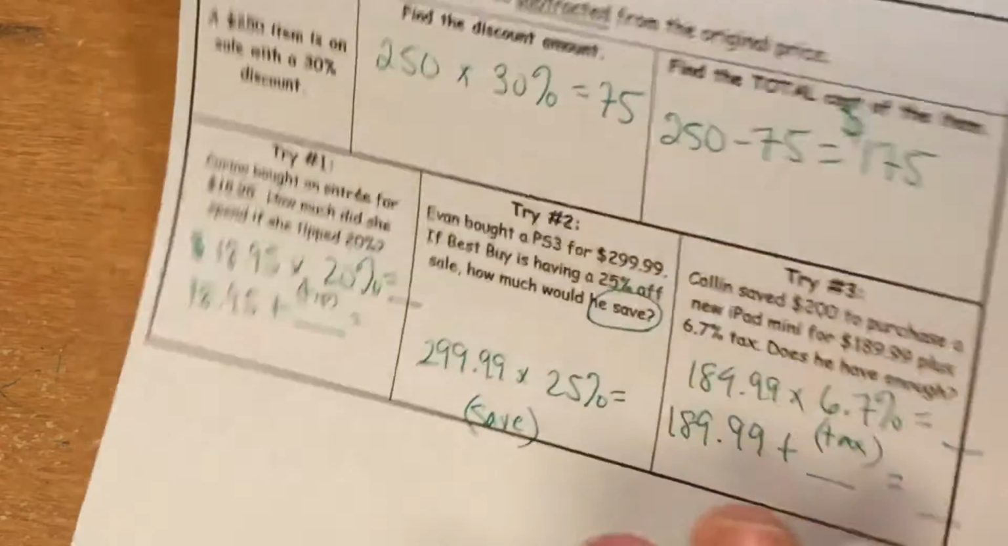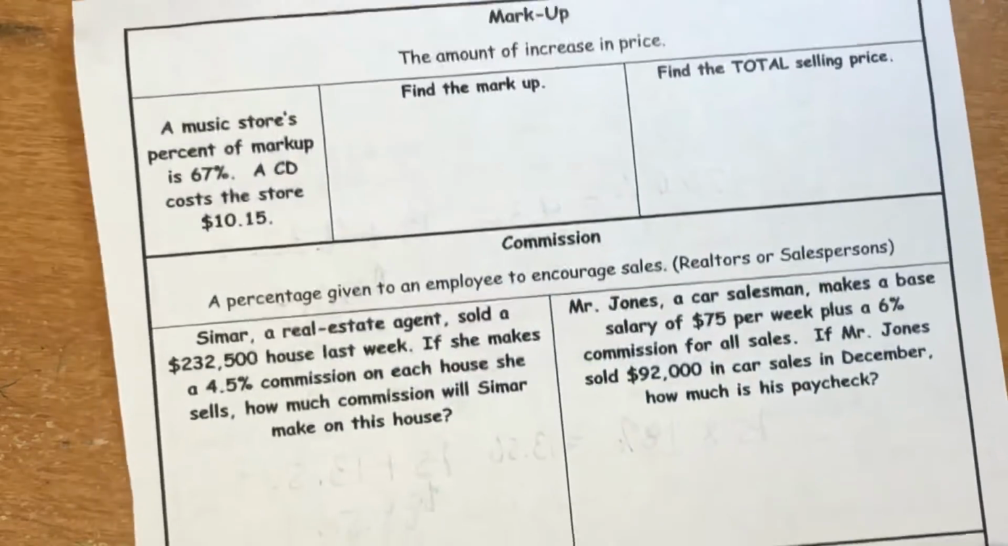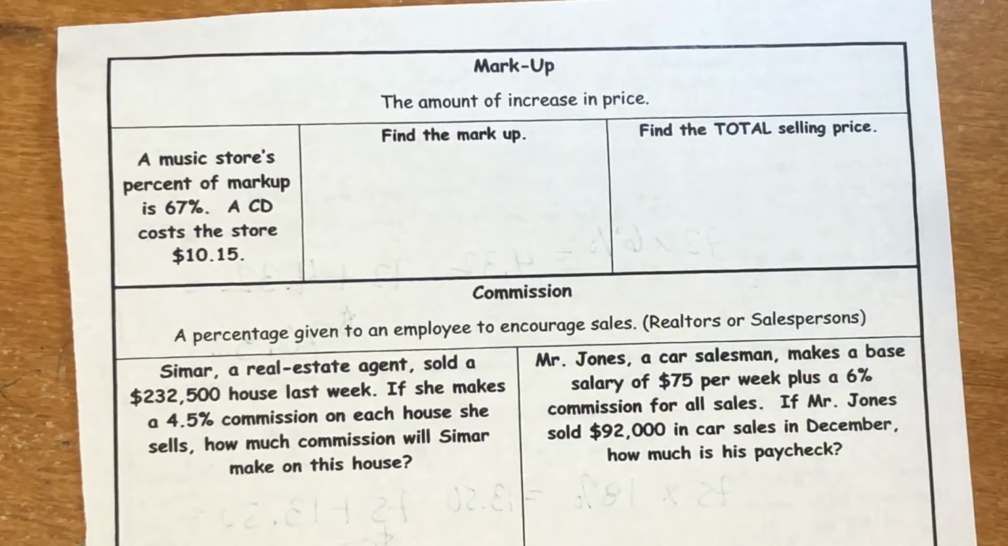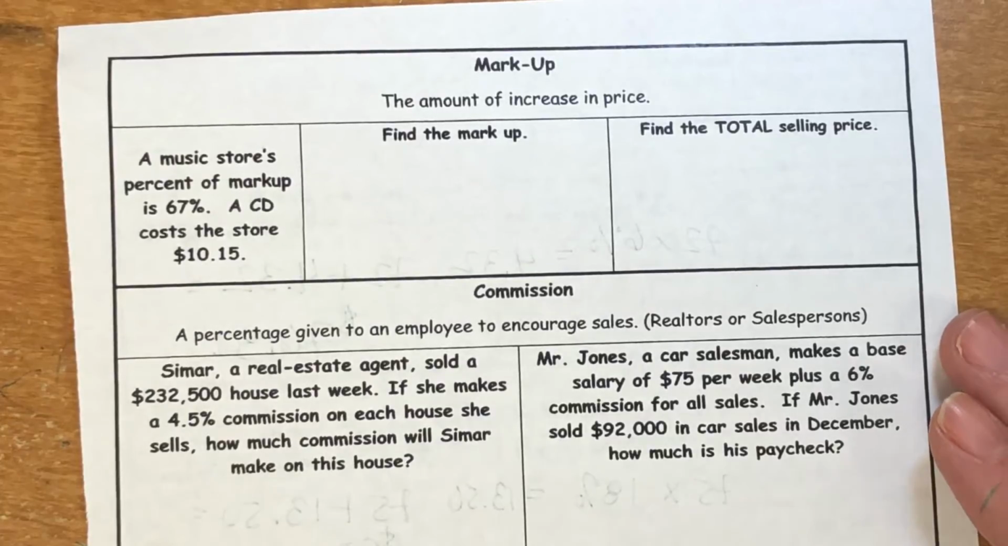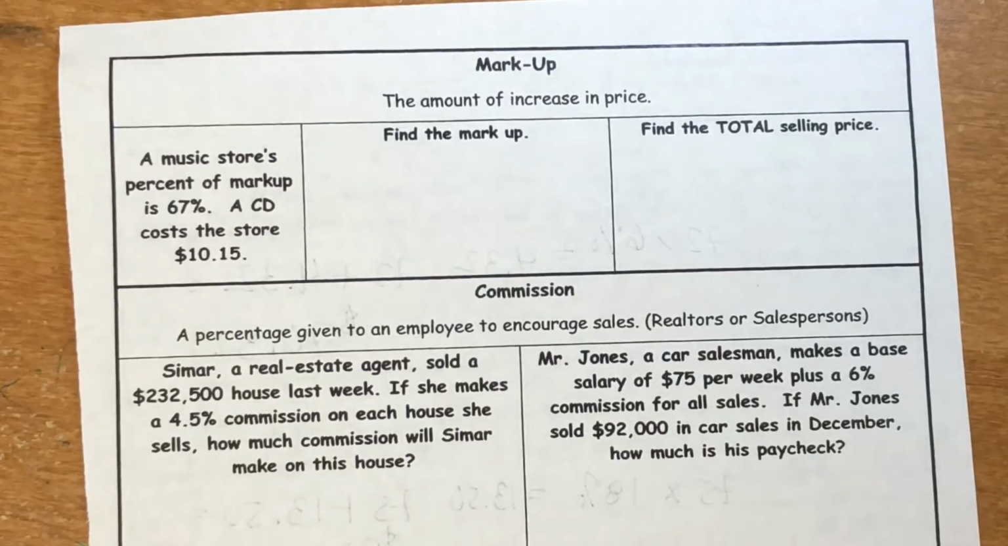And then on the other side, I'm talking about markup and commission, okay? So with markup, it's the amount of increase in a price. So the price is gonna go up. Some companies like Walmart and Target are going to mark up their price so that they can make a profit. They would buy items for wholesale, and then they would sell it at the retail price. So the wholesale price is much cheaper, but they're gonna sell it at the retail price to make a profit, okay? That's why things are marked up.